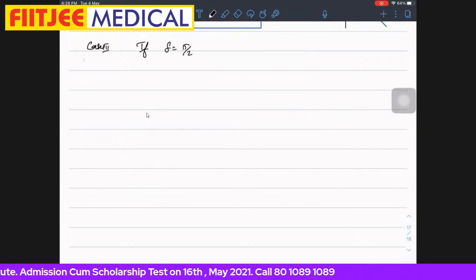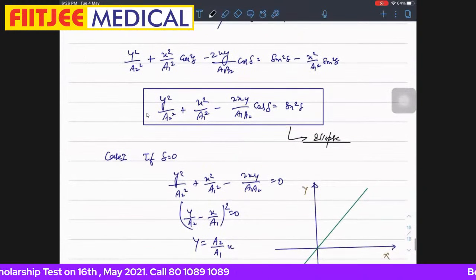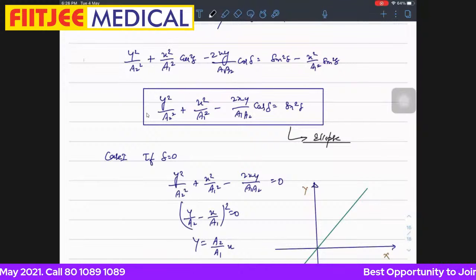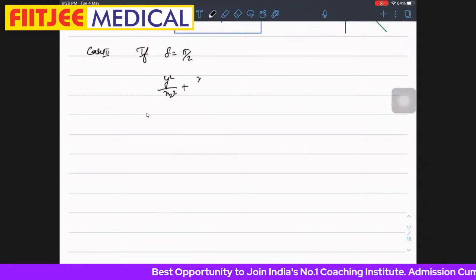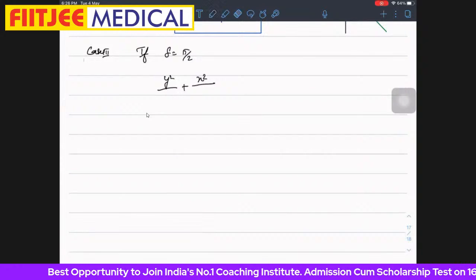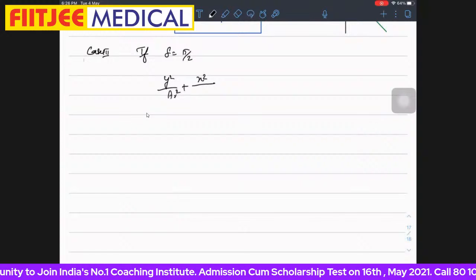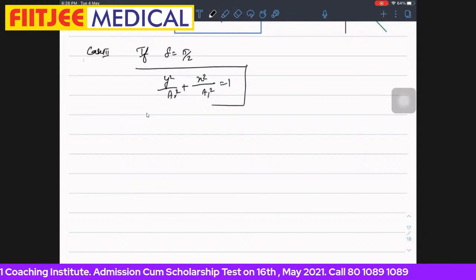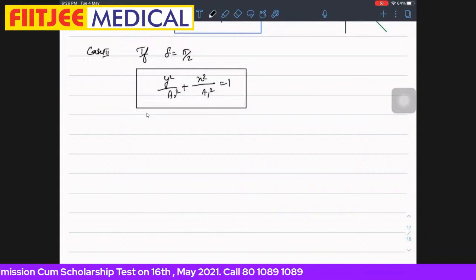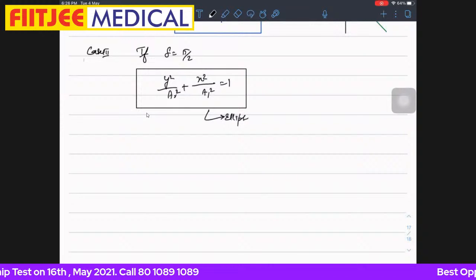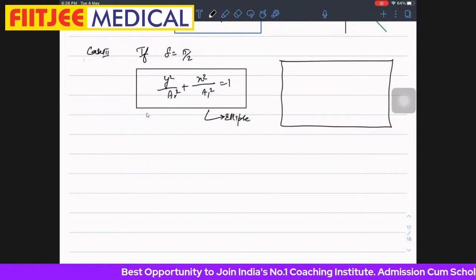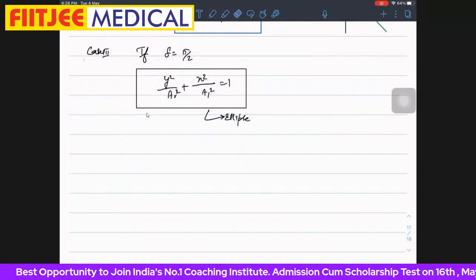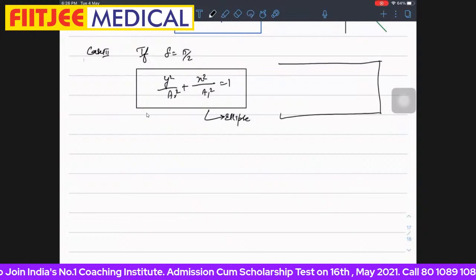If delta is equal to pi by 2, what will it become? Sine square delta will become 1. This term will become 0. So y square by a2 square plus x square by a1 square is equal to 1, we are getting. So in that case, it will look like an ellipse. And this ellipse, you can draw inside a rectangle.